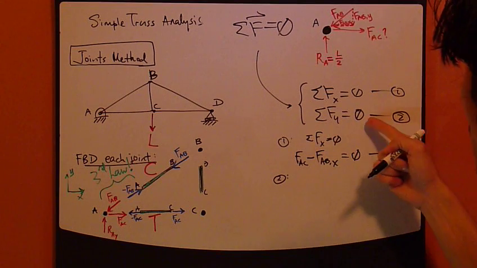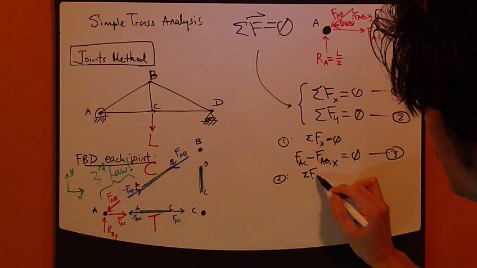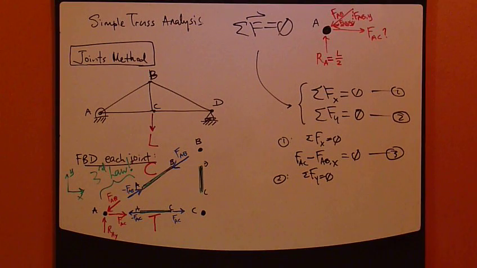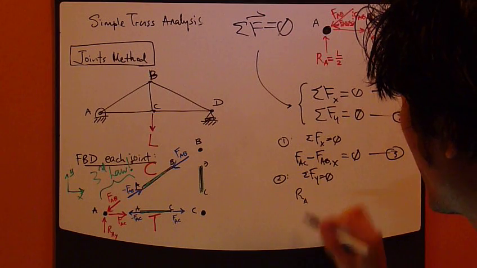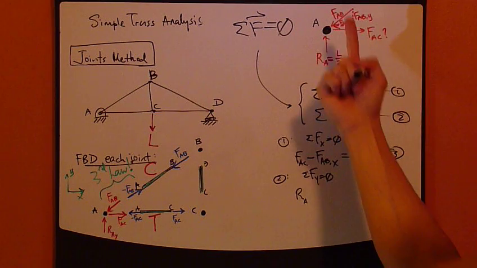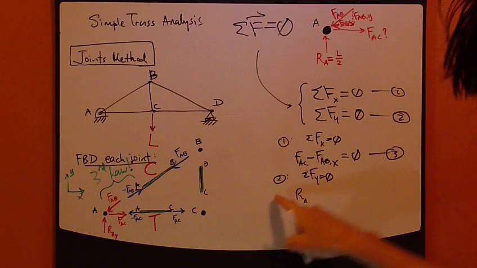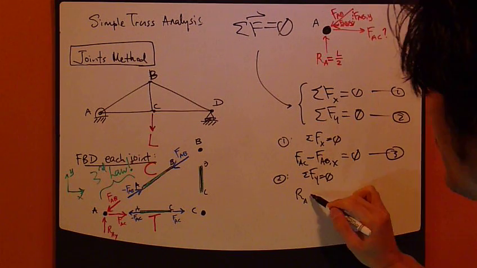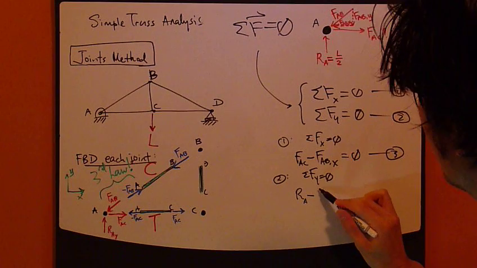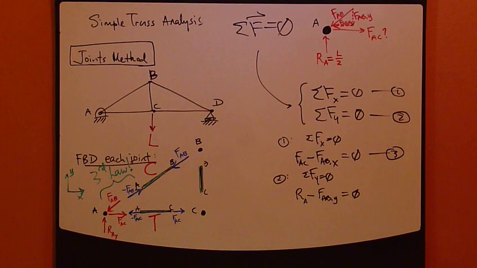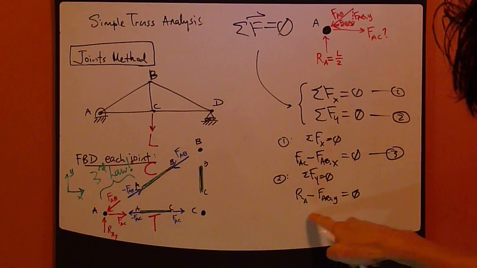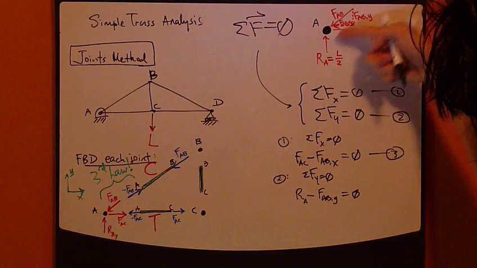Continue on to the second equation. So sum of forces y equals 0. Look at the entire free body diagram. Point out how many forces are in the y direction. First of all, I have this RA, reaction force at A, which points up, so it's positive. What else? Well, I have this FABY pointing down, so it's negative. FABY equals 0. That's it. There's nothing else. So on the left-hand side, only these two vertical forces.